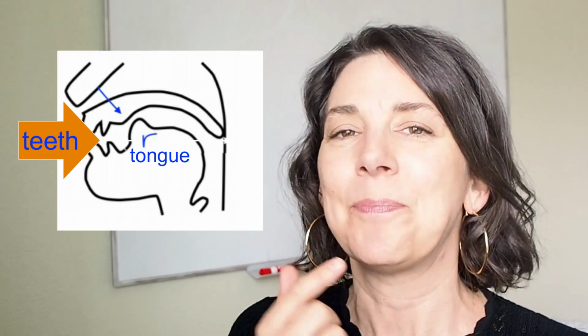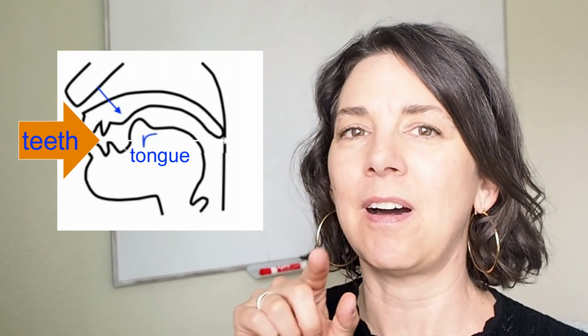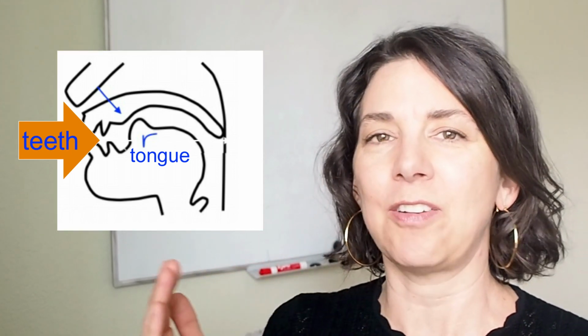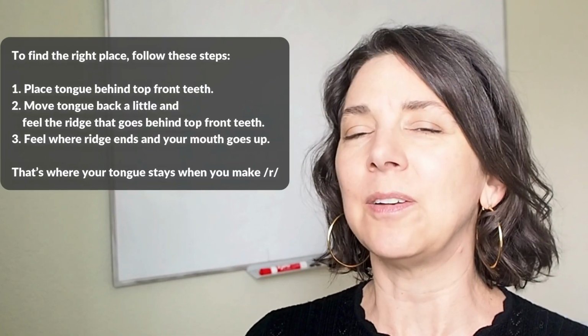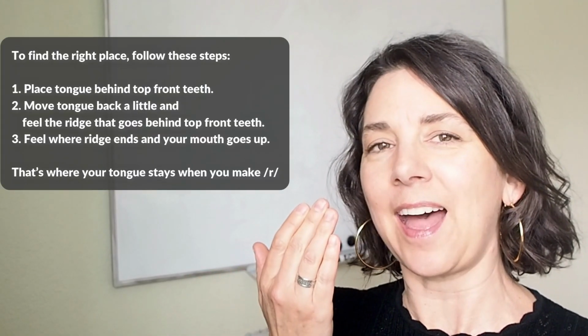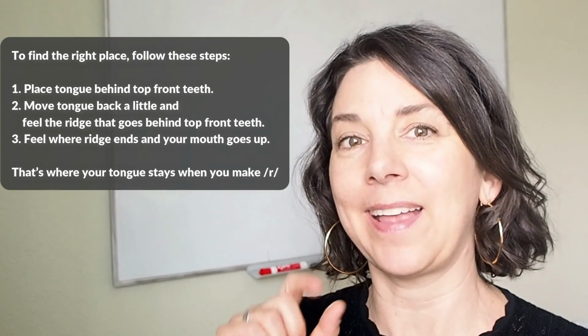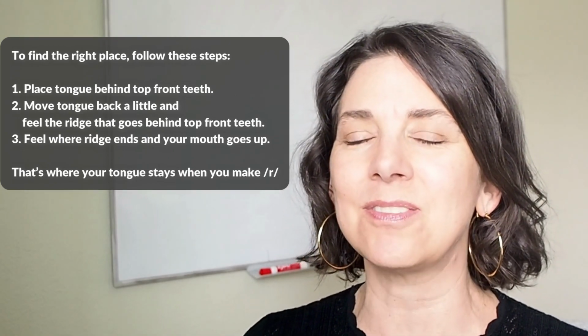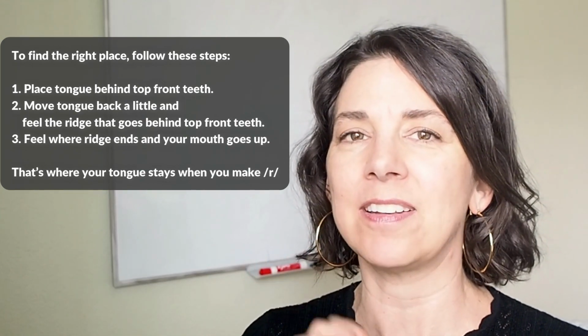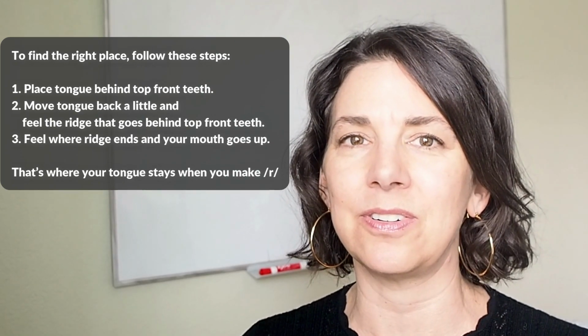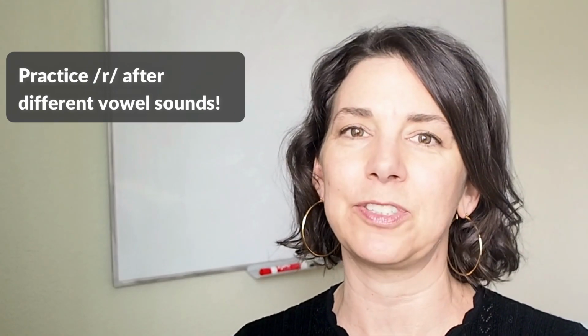R, R. So if you feel with your tongue, put your tongue behind your front teeth and then move your tongue back and you're going to feel that ridge behind your teeth. And when you get past that ridge, you're going to notice that your mouth is going to go up. Well, that's where your tongue hangs out when you make the R sound, but remember that your tongue does not touch anything. R, R, R.